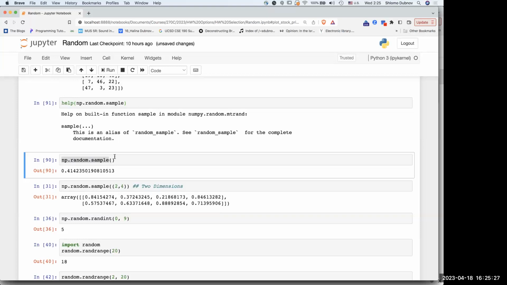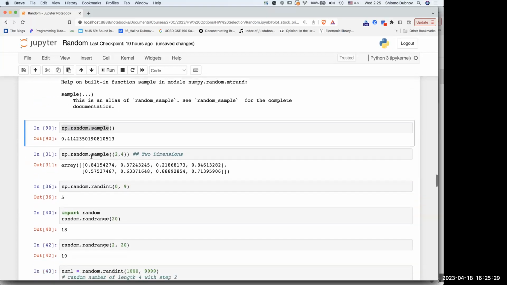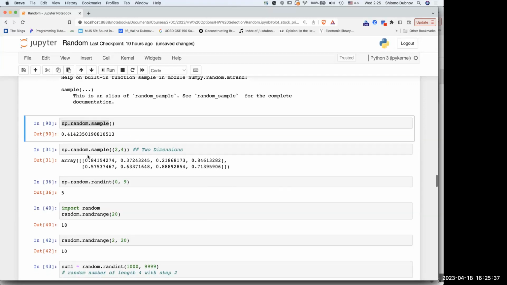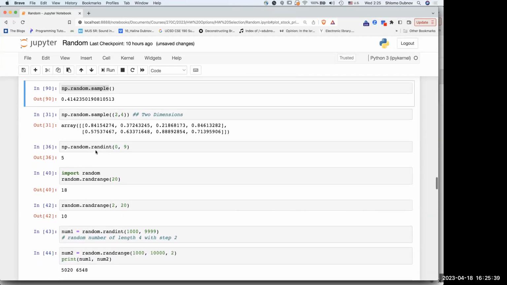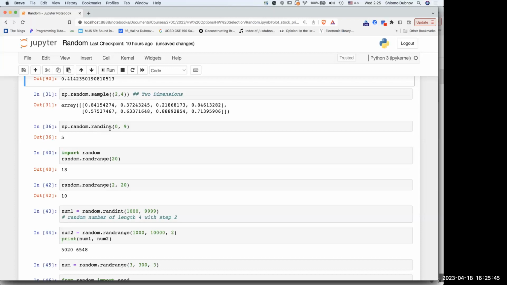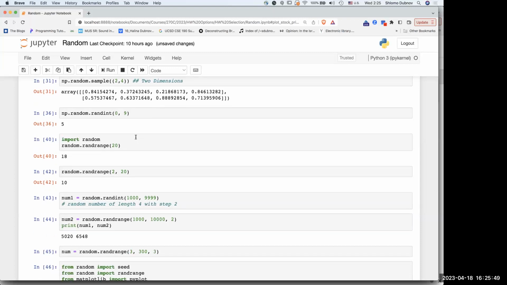But anyway, if I'm not mistaken, this is just giving you a sample between 0 and 1. Let's assume that's what it is. Please verify. You can get this in 2 dimensions, 2 by 4. You can choose again random integers between 0 and 9. So there's a lot of redundancies in these functions.